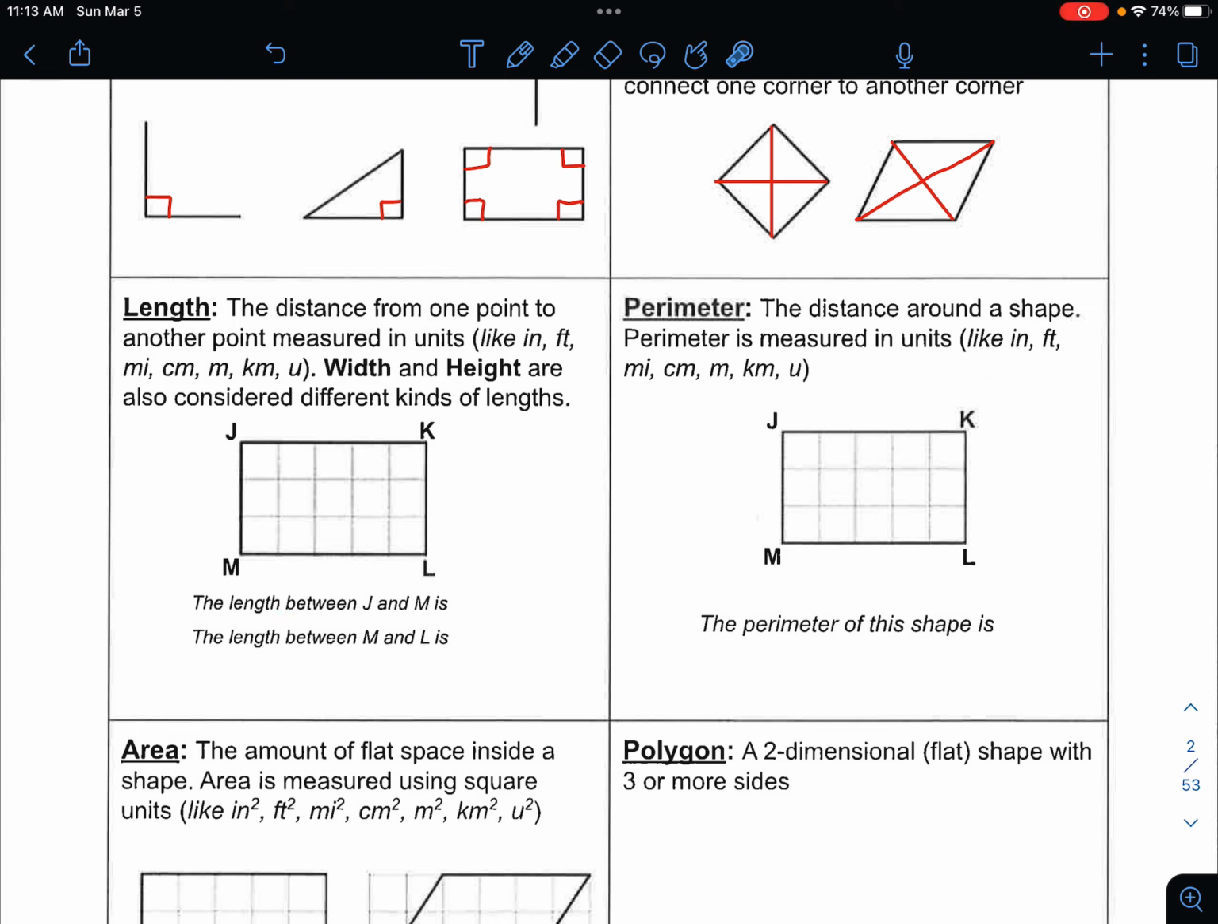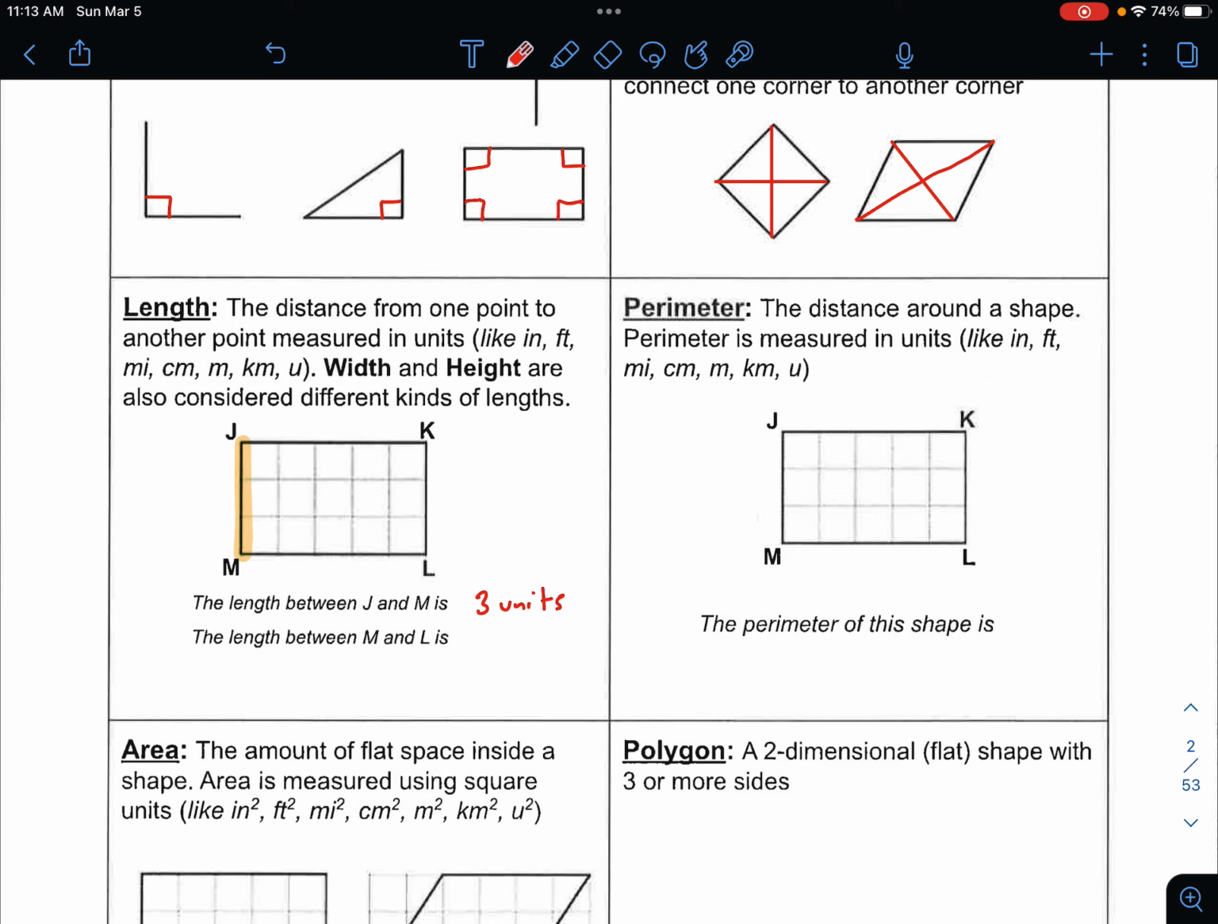The length between J and M, so they want the length from J to M, would be from here to here. What is the length from J to M? Well, you've got one segment right here. I don't know if that's a centimeter or feet or a foot or inch. So I would say that's one unit right there, and then another unit, and then another unit. So that is 3 units, right? 1, 2, 3, 3 units. So J and M are 3 units apart. Or you can just say 3U.